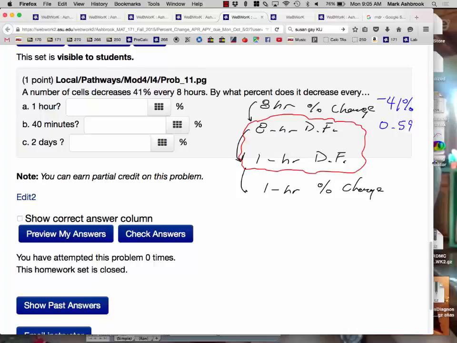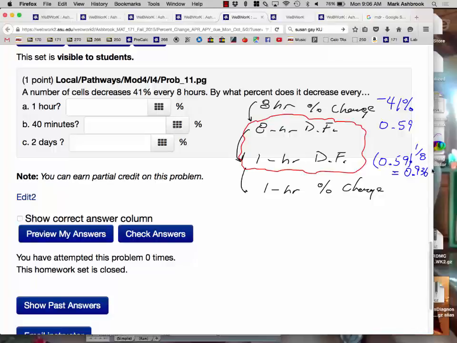And then what's the 1-hour decay factor? So 1 hour is 1/8 of 8 hours. So every 1 hour you would multiply by 0.59 to the 8th, right? No, this is a partial. This is 1/8 of 8. So you're going to multiply every hour by 0.59 to the 1/8, which would result in over 8 hours multiplying by 0.59. And so then you'd get that number, and anyone got that? 0.936.